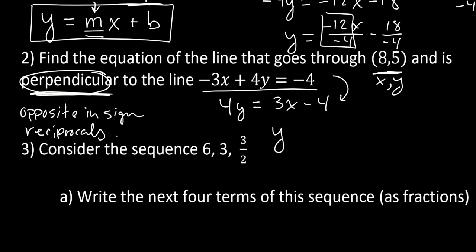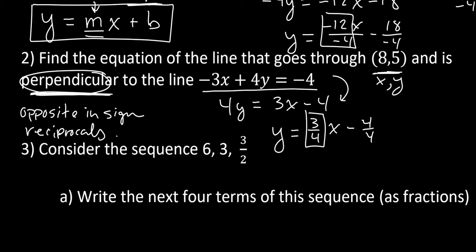So I get y is equal to 3/4 times x and then minus the number 4 over 4, which is equal to 1. So the thing that I really need from this is, what's the slope of the line I'm given? It's 3/4.